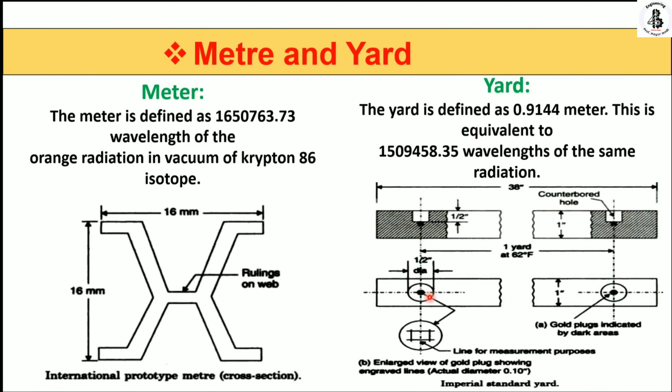So the yard is defined as the distance between the two central transverse lines of the gold plugs at 62 Fahrenheit. Just you can see, these are our gold plugs, which have a diameter of around 1/2 inch, and that is the 1 yard distance, at a temperature of 62 degrees Fahrenheit. So the standard condition is a temperature of 62 Fahrenheit, but keeping the gold plug lines at the neutral axis has some advantages. That is the important part.